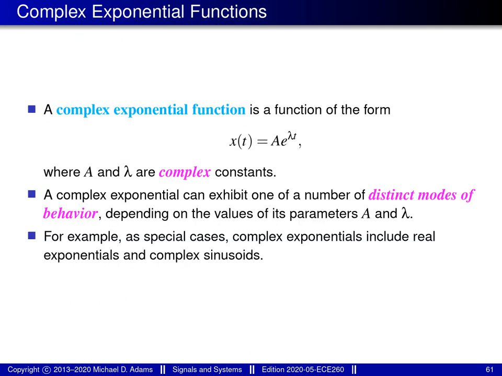The next type of function that I need to introduce is what is known as a complex exponential function. So a complex exponential function is a function that has this form, where a and lambda are complex constants. Now a complex exponential can exhibit one of a number of different types of behaviors depending on how the constants a and lambda are chosen. For example, as special cases, complex exponentials include real exponential functions as well as complex sinusoidal functions.